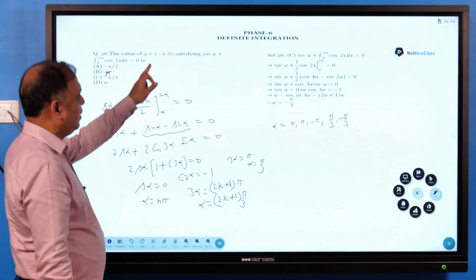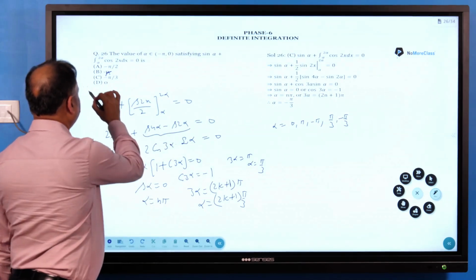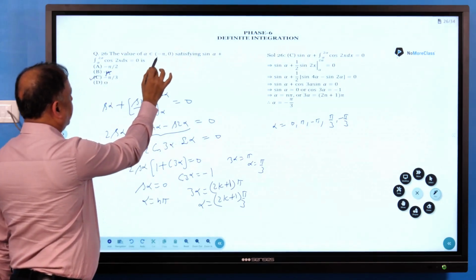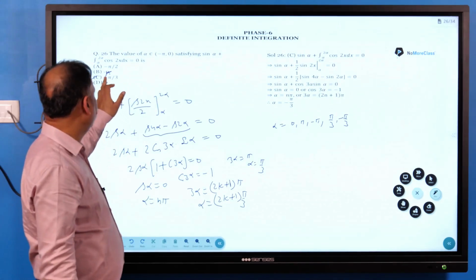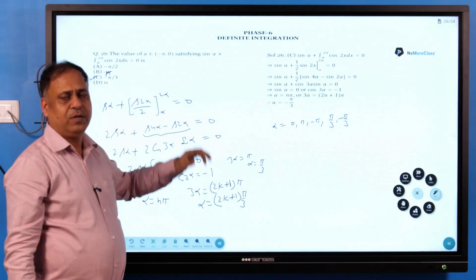So in this interval, only one option is there, that is option C. But minus pi is not there, 0 is also not there. Others have been excluded. So only one option is there, that is C, minus pi to 0.